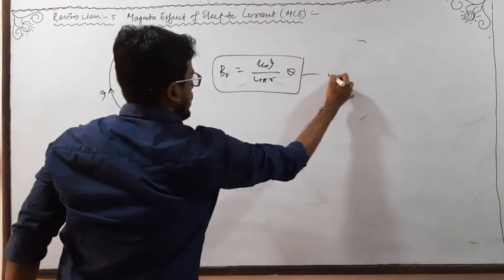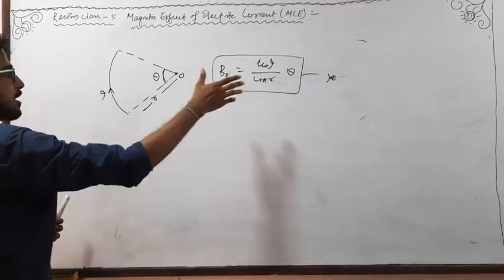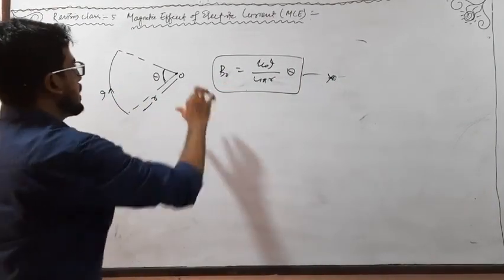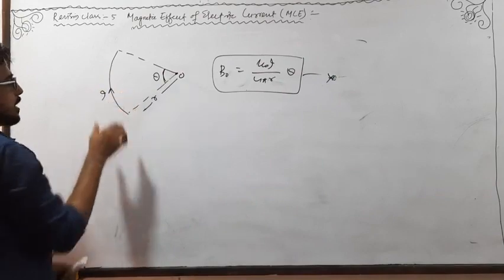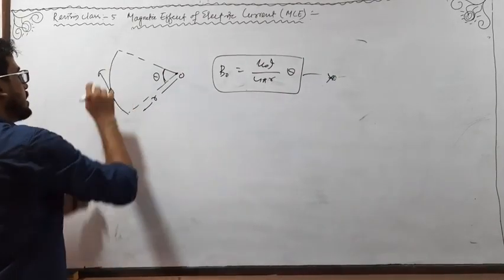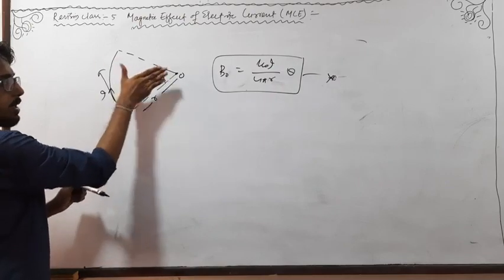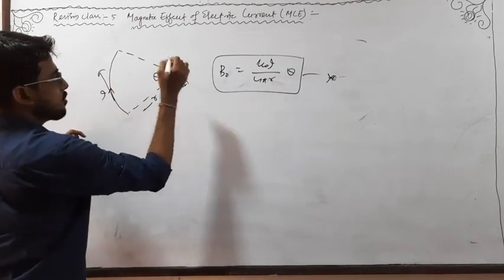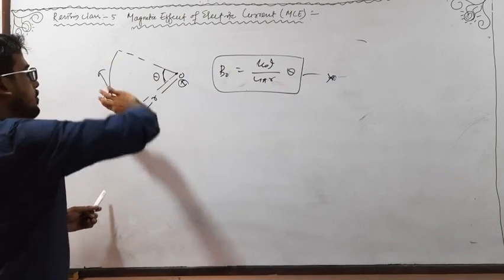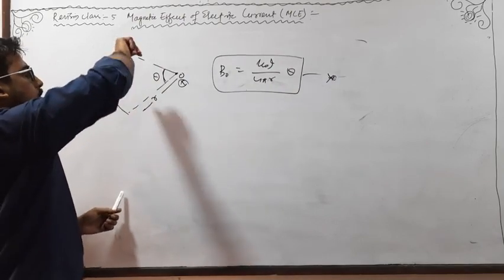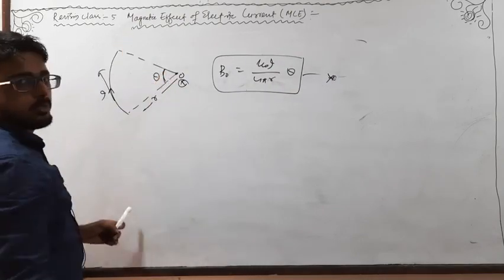Clear? So next, its direction can be obtained by this: this is the direction of the current carrying element dl and this is the direction of the position vector. So the palm will show the magnetic field, and here the magnetic field is into the plane. Or by the right hand thumb rule, if I curl the fingers along the direction of current, the thumb will show the magnetic field at this point O.